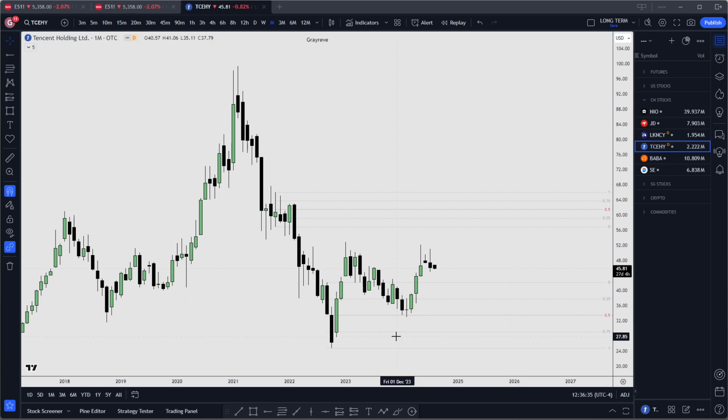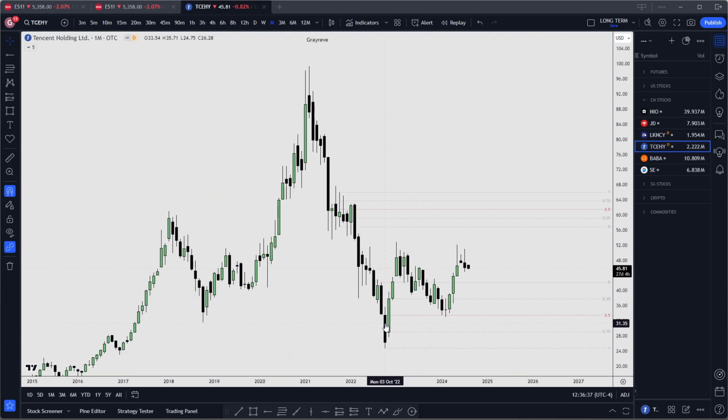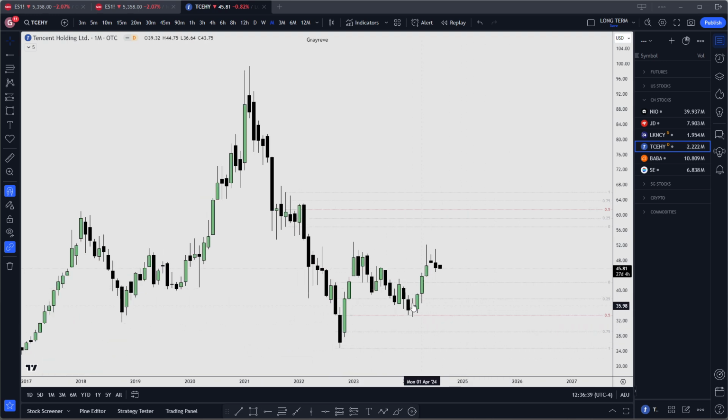Tencent, one of the more bullish Chinese stocks, but if you look at the price action for this chart here, it doesn't seem too clean. Does it seem like it wants to reach for any particular direction? So no comment.